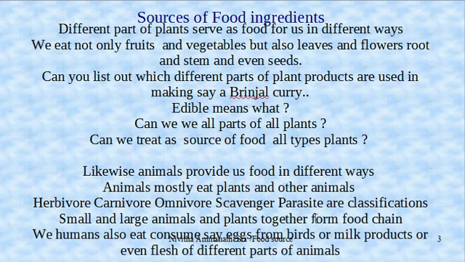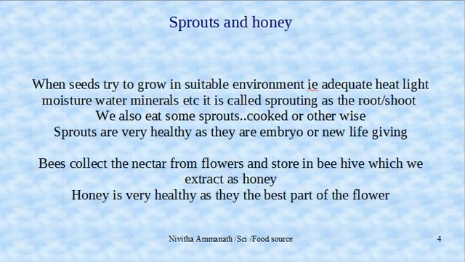Small and large animals and plants together form the food chain. One eats the other. We humans can also consume, say, eggs from the birds or milk from the cow or even flesh of the goat or a sheep or a lamb. So, different parts of the animals. So, humans are called omnivores.